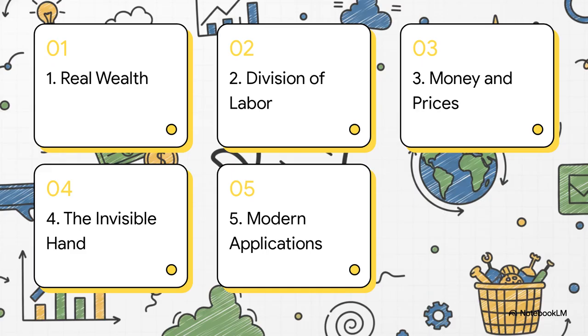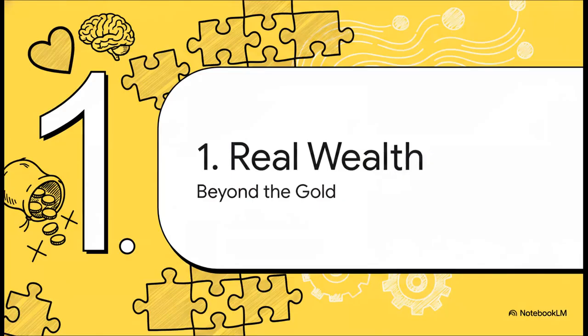Okay, let's dive into our mental map for today. We'll be looking at 1. The definition of real wealth. 2. The division of labor. 3. Money and price mechanics. 4. The invisible hand. And 5. Modern wealth applications. Starting with Section 1, Definition of Real Wealth, looking beyond just the gold.